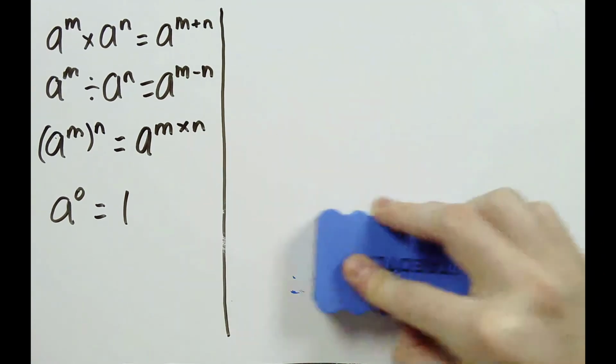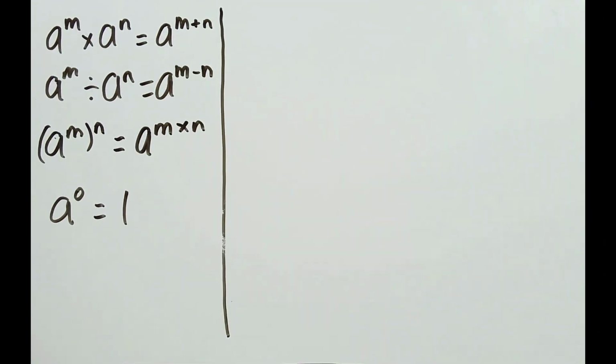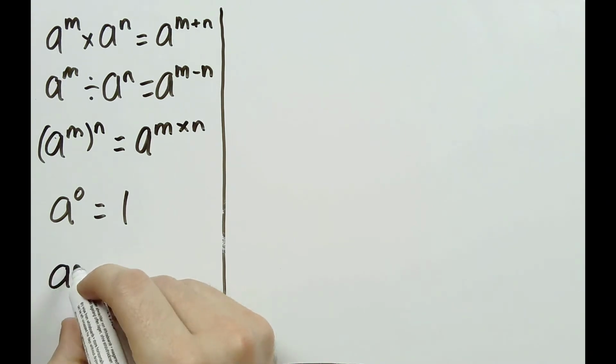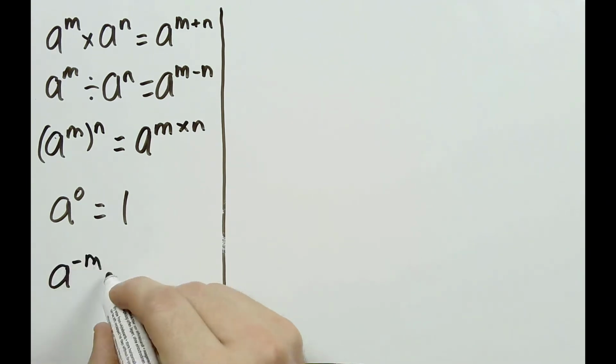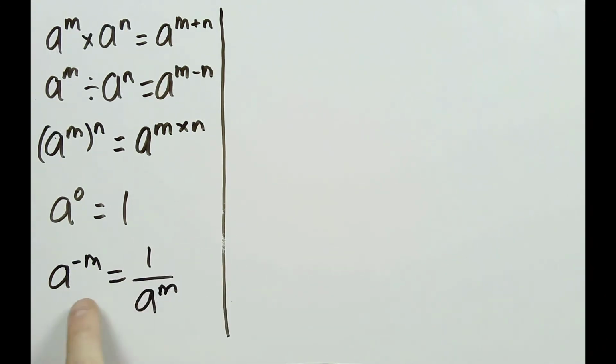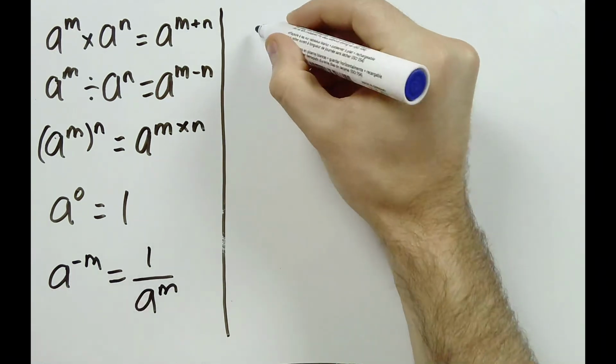And the last index law, which is important, is a to the power of negative m equals 1 over a to the m. So basically this law says that if you have a negative value in the indices, you can move that number to the denominator of the fraction where 1 is in the numerator. So let's have a look at how that sort of comes to be.